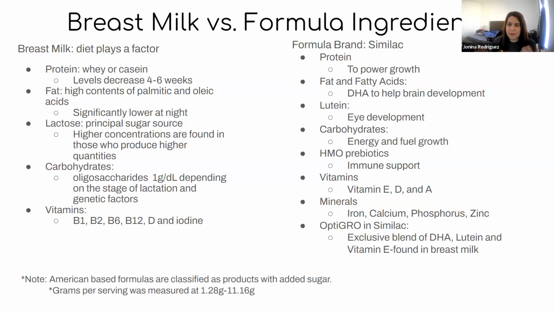One thing that we want to add as we look at the rest of this analysis and presentation today is that most American baby formulas are classified as products with sugar added. Most of them are not on the labels of these formulas, and most of their grams per serving are measured between 1.28 grams and 11.16 grams, depending on the formula.